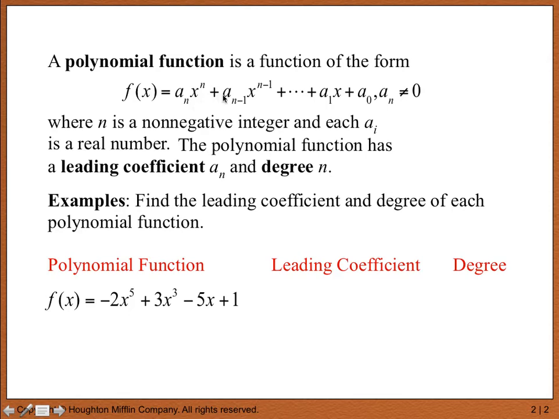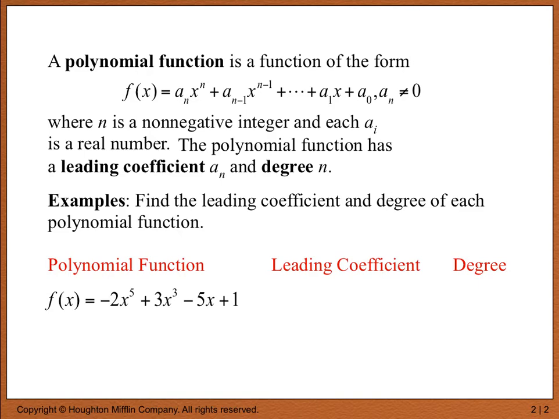And then a sub n minus 1 is just the coefficient of the next term. Notice in this specific case that there is no x to the fourth term. And so what we would do is we would consider that the same as 0x to the fourth. 0x to the fourth is just 0. And so as a placeholder, we could write this polynomial function as negative 2x to the fifth plus 0x to the fourth plus 3x cubed plus 0x squared minus 5x plus 1. It's really just the same thing.